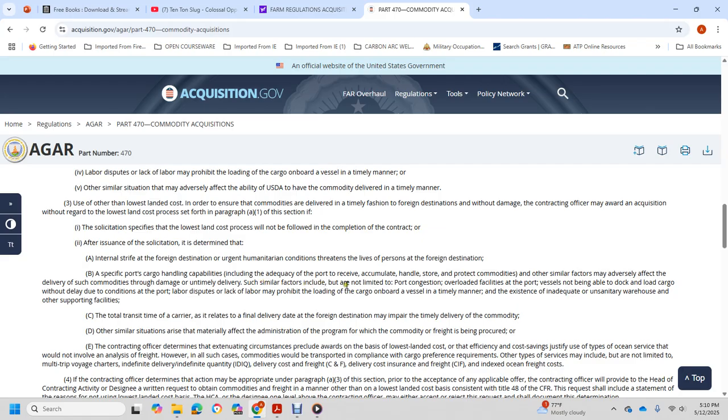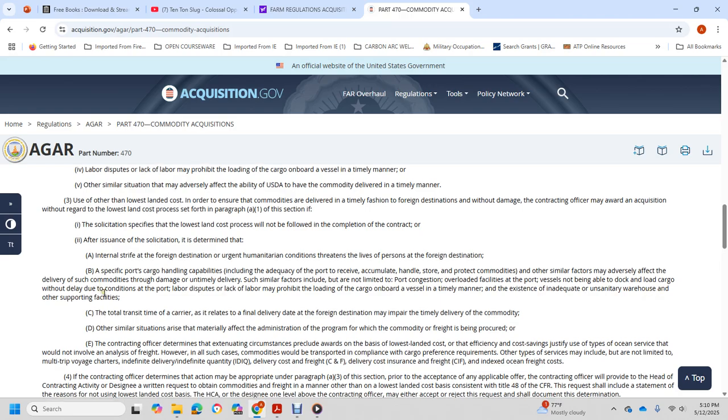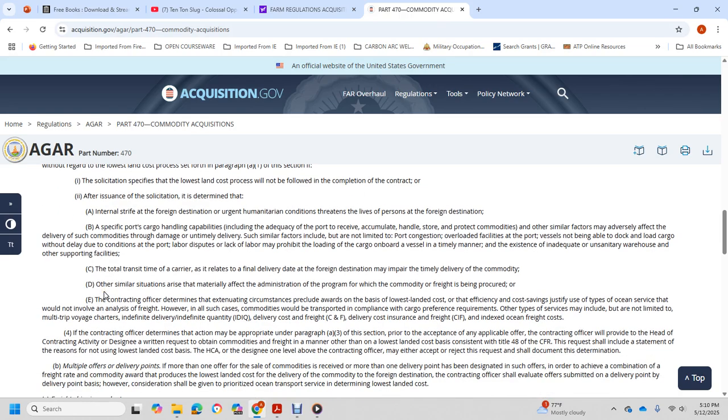Some similar factors include, but are not limited to, port congestion, overloaded facilities, vessels not being able to dock or load cargo without delay due to the conditions of the port, labor dispute or lack of labor prohibiting loading of the cargo on board a vessel in a timely manner, and existing inadequate or unsatisfactory warehouse and other supporting facilities. Also, the total transit time of the carrier, with the release of the final delivery date at the foreign destination, may impair the time of delivery of the commodity. Other similar situations may materially affect the administration of the program for which the commodity and freight are being procured.